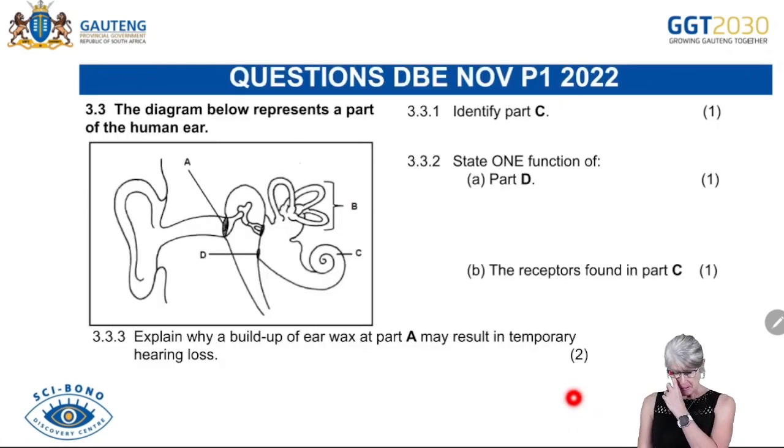All right, a quick question on the ear. The diagram below represents a part of the human ear, and this was a question in last year's November exam, and I know that learners battled. They weren't able to answer all the questions very well. The first thing they ask us is to identify part C. So we look and we see here's part C. We know that the coiled snail shell is known as the cochlea.